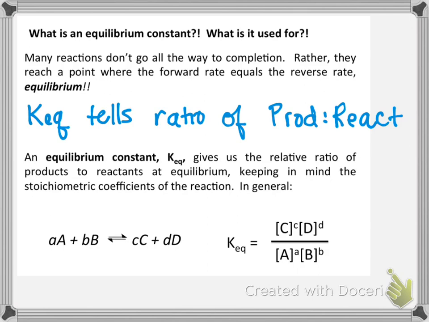And so you can see below how we write KEQ given a reaction. We want to take into account the concentrations of the different species as well as the coefficients in front of them. So the coefficients now become the exponents. Sometimes I'll write this like products to their coefficients divided by reactants to their coefficients.